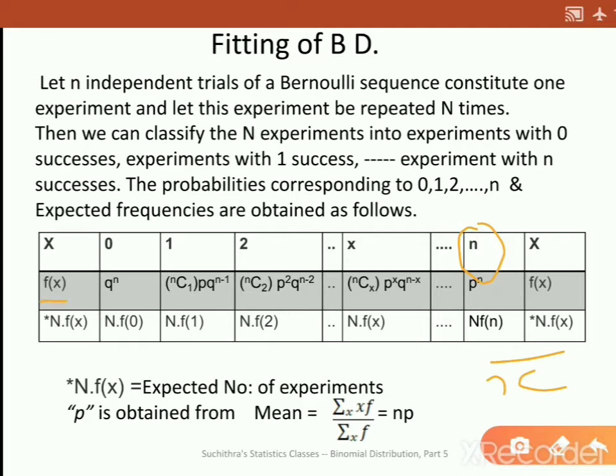And what is f of x? For a binomial distribution, f of x is nCx, p raised to x, q raised to n minus x. So for x equal to 0, f of x is q raised to n. For x equal to 1, it is nC1, p q raised to n minus 1, and so on. For x equal to n, f of x is p raised to n.